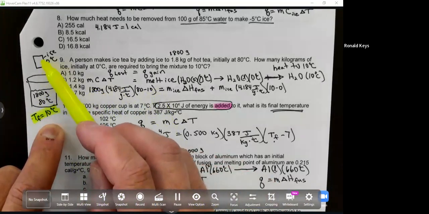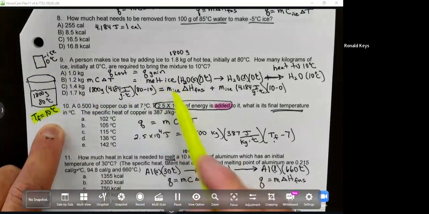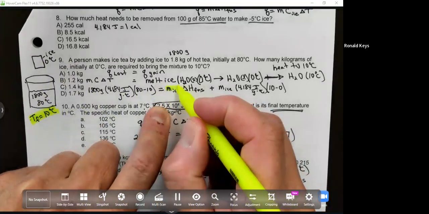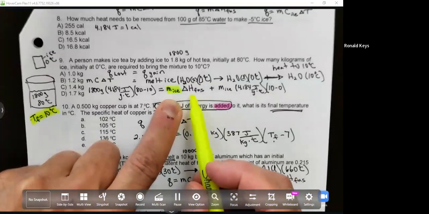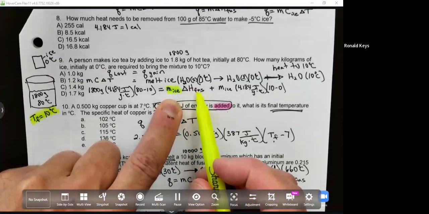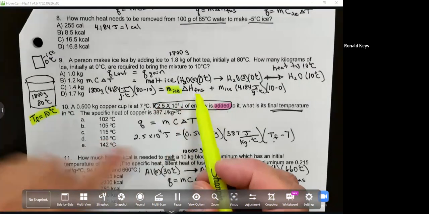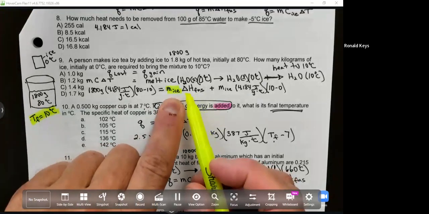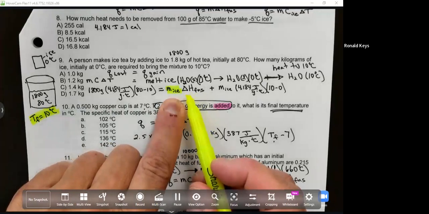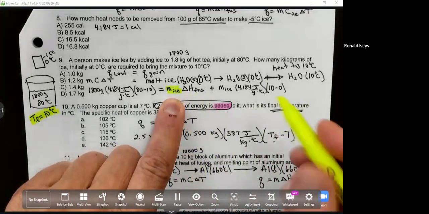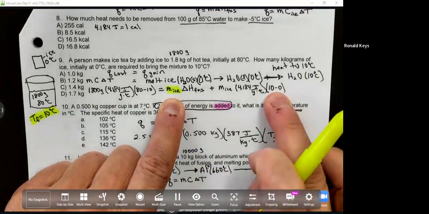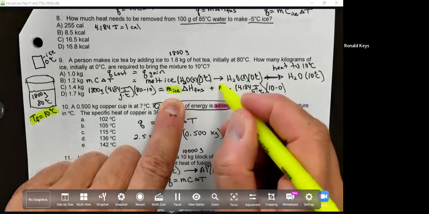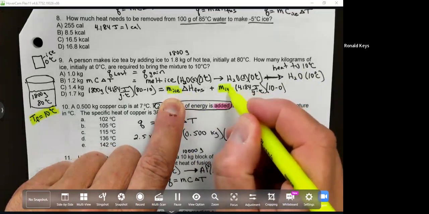The first thing we need to do is melt the ice. So that is the mass of ice times the enthalpy of fusion for ice. And then once we melt that mass of ice, we're going to have liquid water at 0. We need to get that liquid water up to 10 degrees. So it's the same mass. This is what we're looking for.